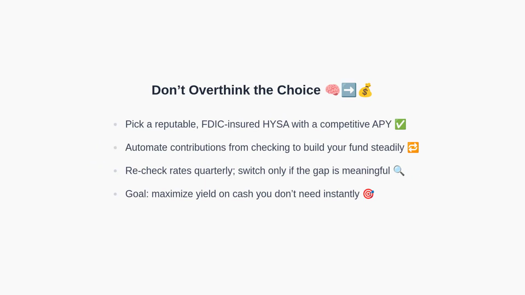Moving forward, keep it simple. Choose a reputable, FDIC-insured high-yield savings account with a competitive rate. Automate contributions from your checking account, and revisit rates every few months. Only switch providers if the improvement is meaningful after considering any transfer delays and administrative effort. The overarching goal is to maximize yield on cash that you do not need immediately.